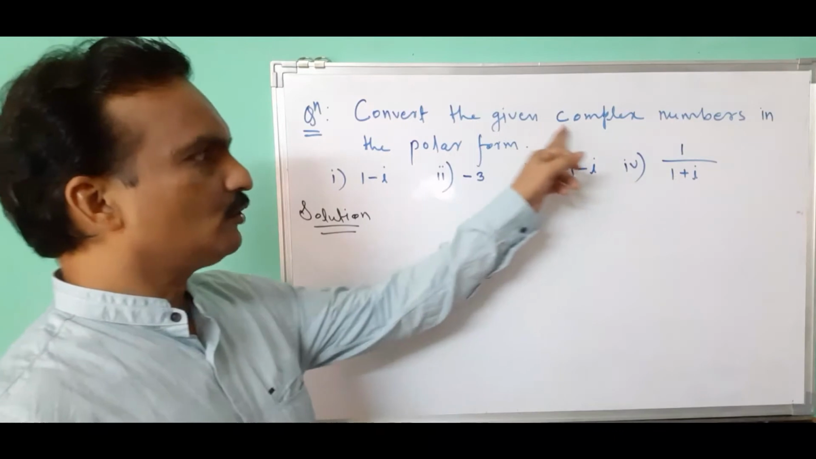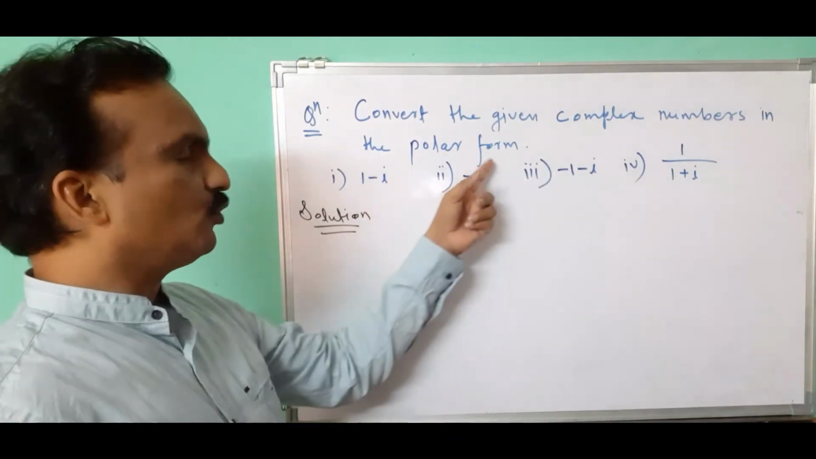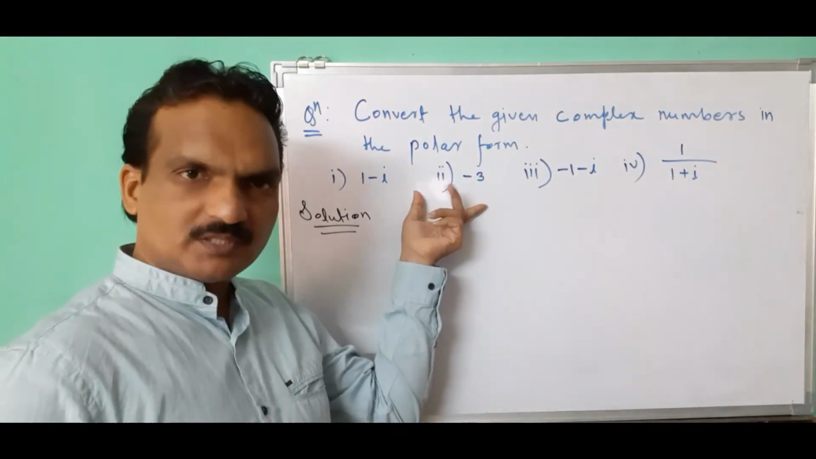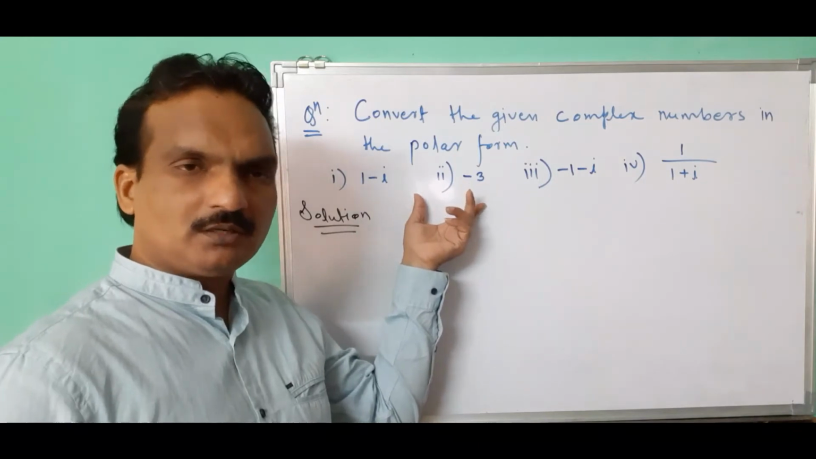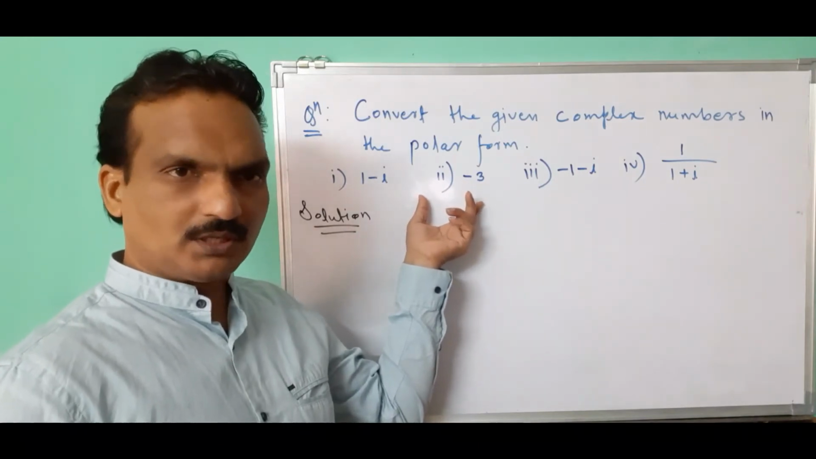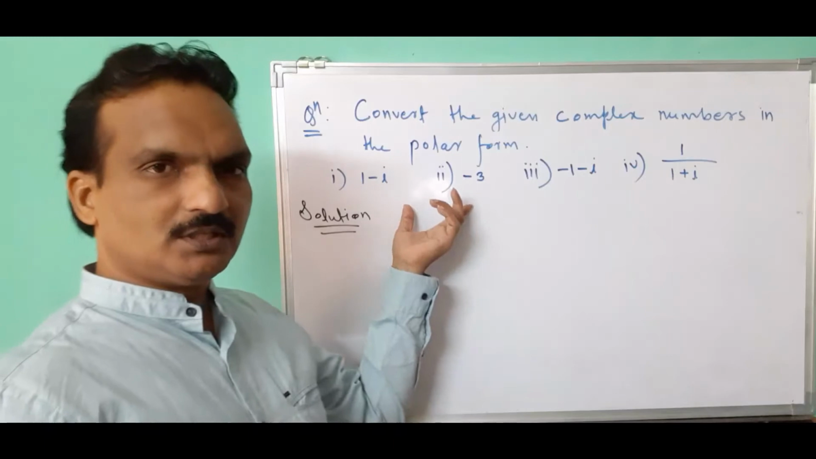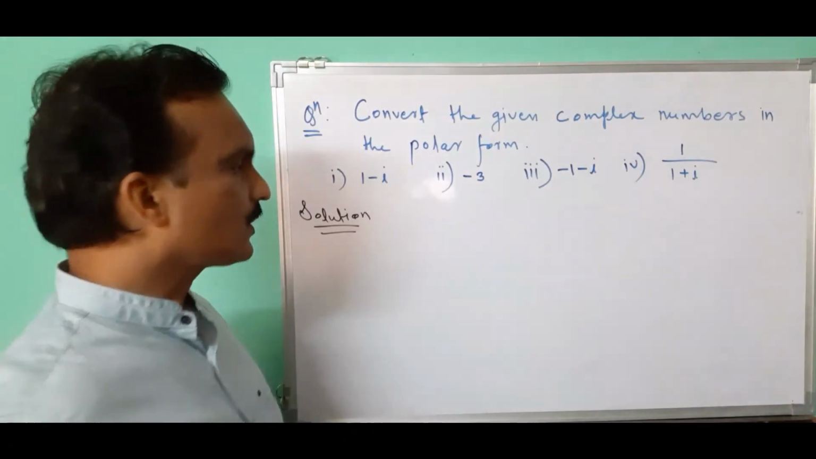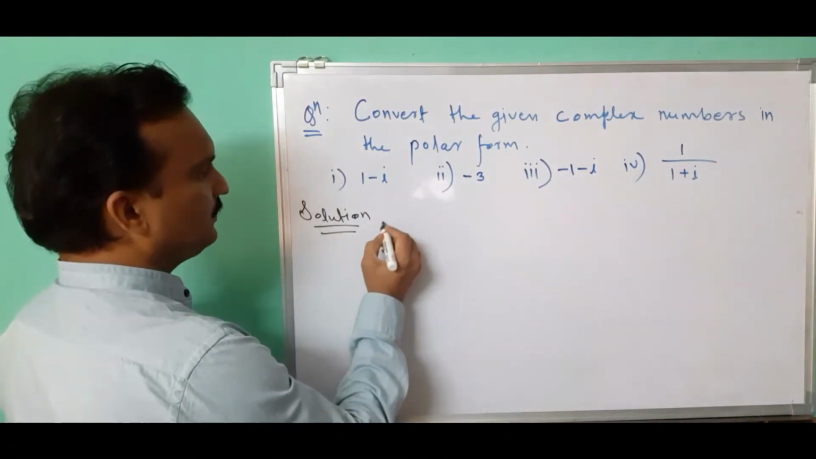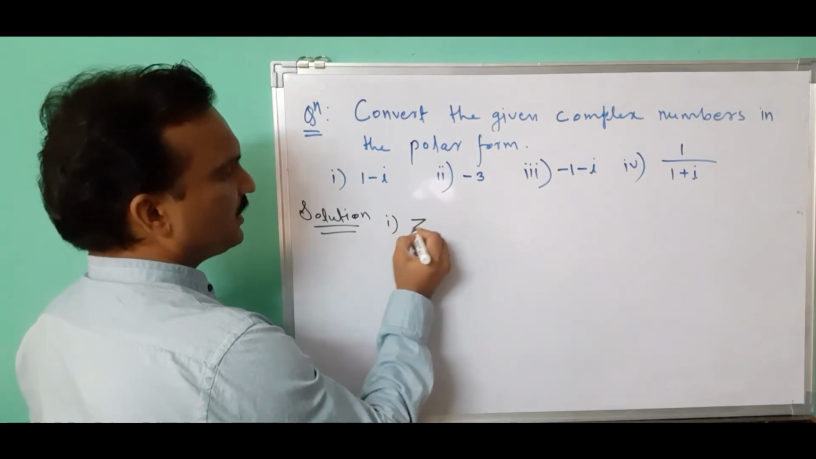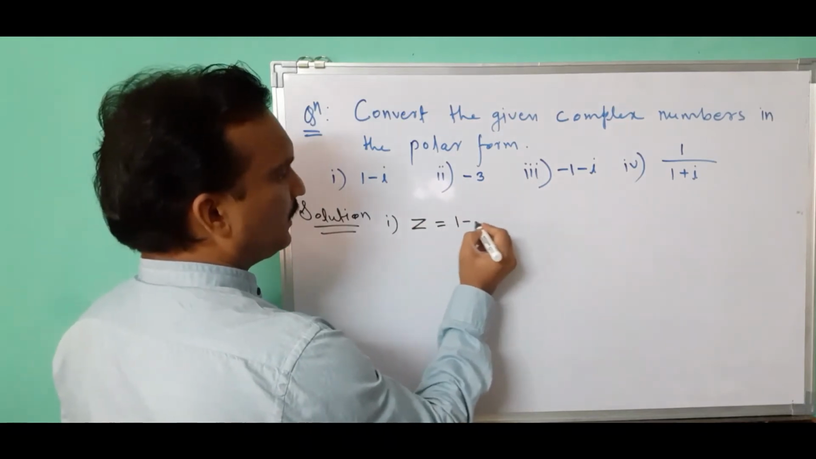Convert the given complex numbers into the polar form. Complex numbers are given to us and we have to convert them into polar form. Okay, so let us see how to convert this. We will see the first one. So here z is equal to 1 minus i.